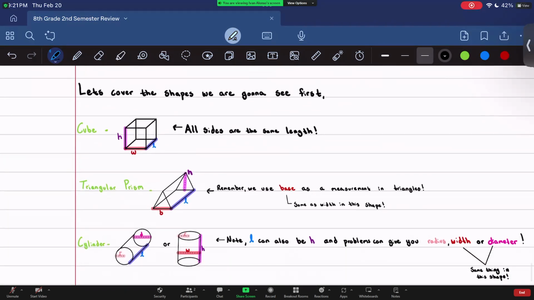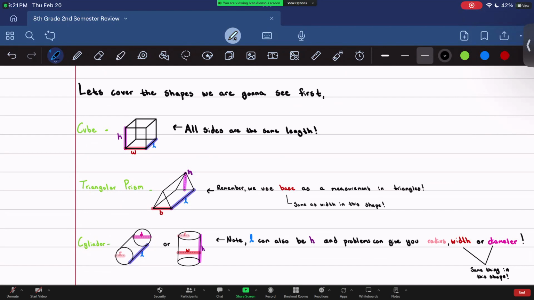Next, we have a cylinder. So same thing here. A cylinder can be laying flat and it can be standing up. So what I mean by that is just think of a soda can, right? If a soda can is standing up, you're referring to it in height. If it's laying down, you're looking at how long it is. So that's length. So once again, I have all the key measurements here highlighted and color coded.